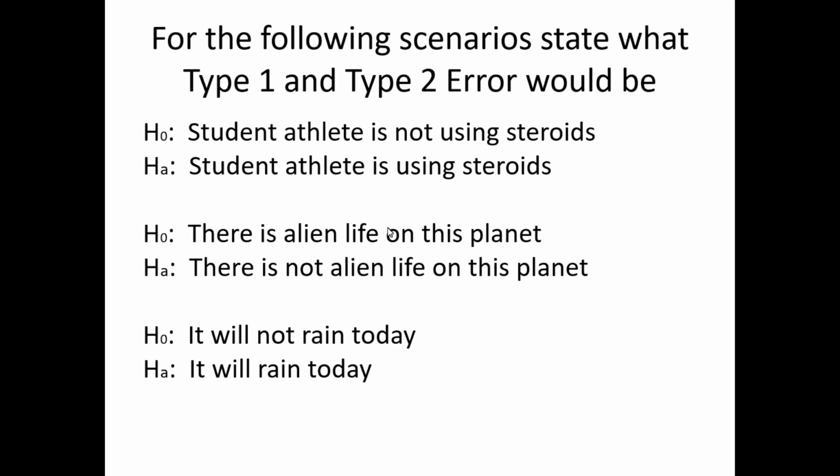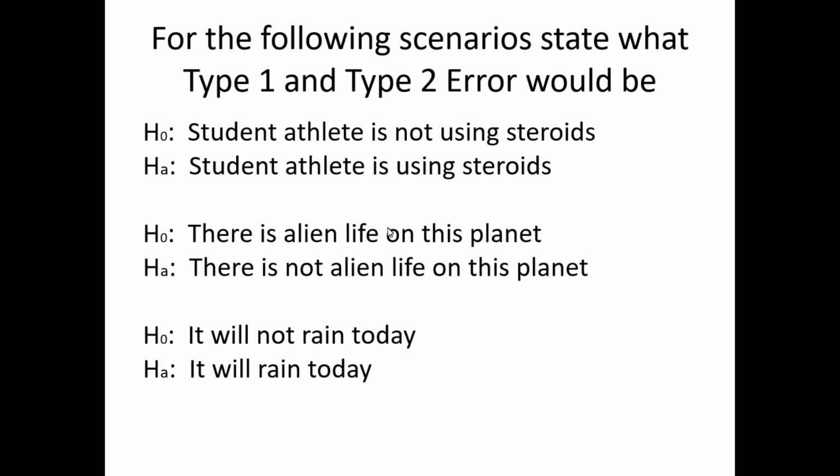Second example, a type 1 error would be, we believe there is not alien life on this planet. In reality, there is alien life on this planet. So we rejected the null. We believe the alternative. In reality, the null was true. As opposed to a type 2 error. Type 2 error, we believe there is alien life on the planet. In reality, there is not alien life on the planet.